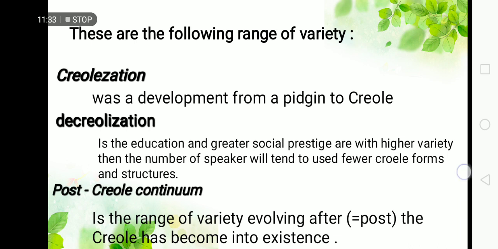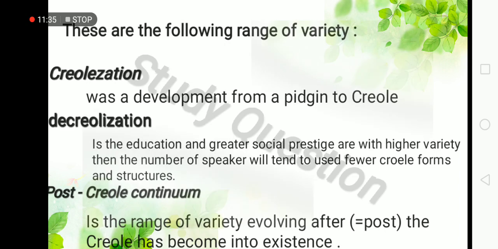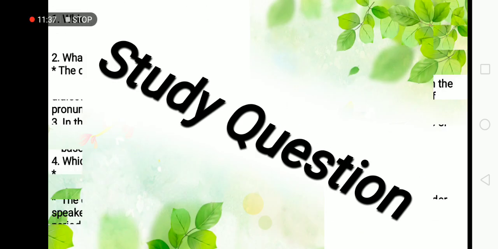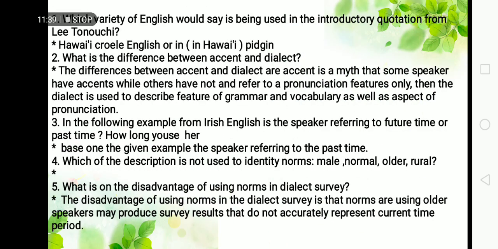From the study questions: which variety of English would you say is being used in the introductory quotation from Lee to Nietzsche? My answer is Hawaii Creole English, or in Hawaii, Pidgin.